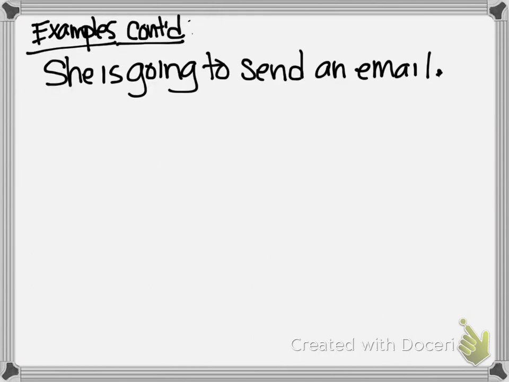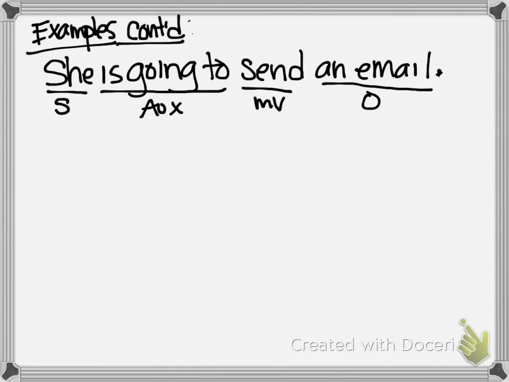Okay, let's look at this next one. She is going to send an email. So again, we're going to go with step 1, identifying all parts of our sentence. We have she is our subject, is going to is our auxiliary. We have send, which is our main verb, and an email is our object. Now in this one, we have a special auxiliary, is going to send.